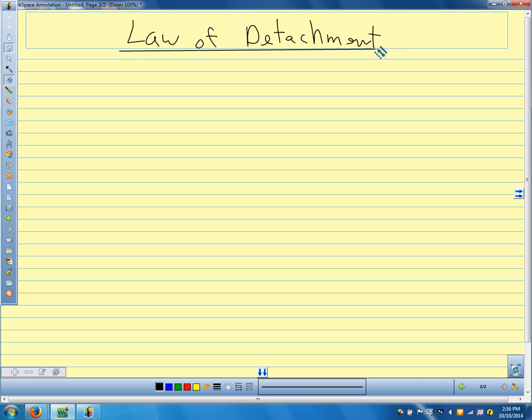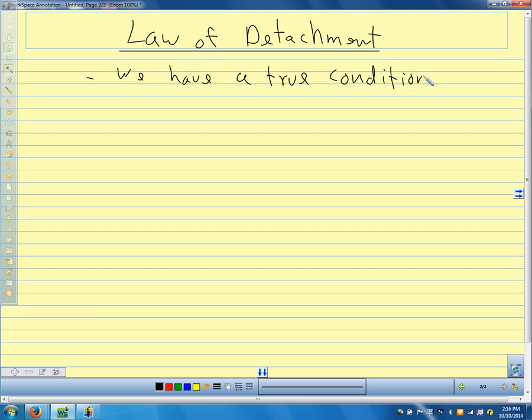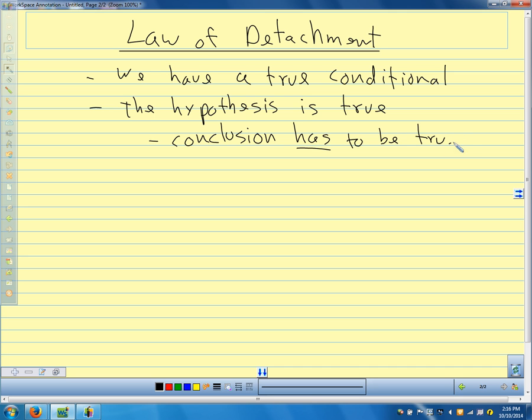And the law of detachment says that if we have a true conditional, so something like we had on the board, if today is Friday, then tomorrow is Saturday. We have a true conditional. We know the hypothesis is true. So the conclusion has to be true. So on our opener we said if today is Friday, then tomorrow is Saturday. Today is Friday, therefore tomorrow has to be Saturday. That's how the law of detachment works.